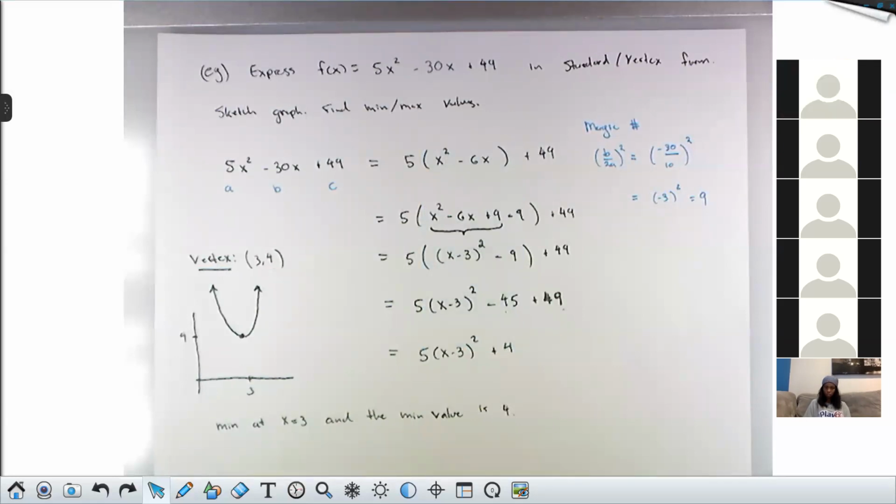Will the minimum value or maximum value always be the y? If x equals 3 and the minimum value is 4, does that mean it'll always be the y value for the minimum or maximum value? It's true that for a quadratic, because the graph is always a parabola, the min or max value will always be the y value of the vertex. Yeah. Okay.